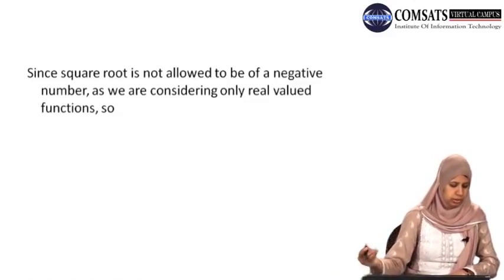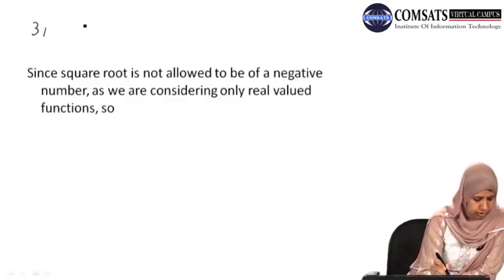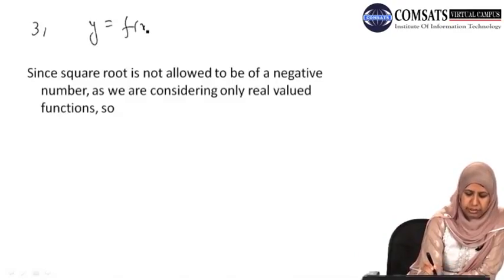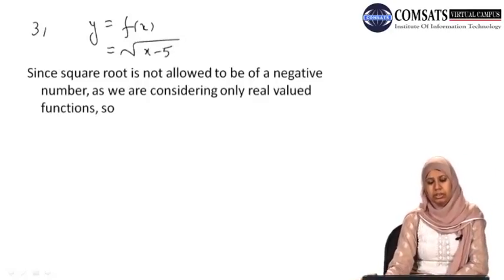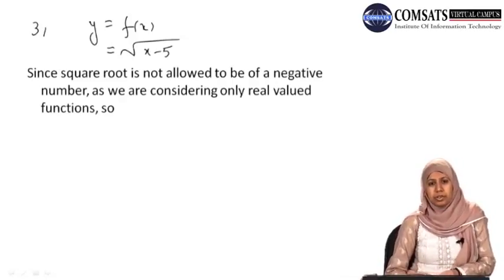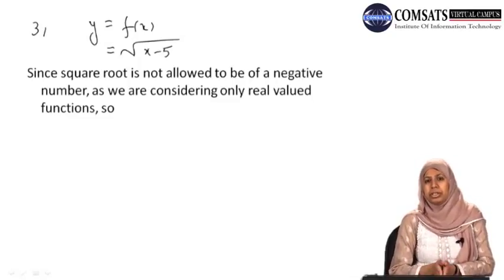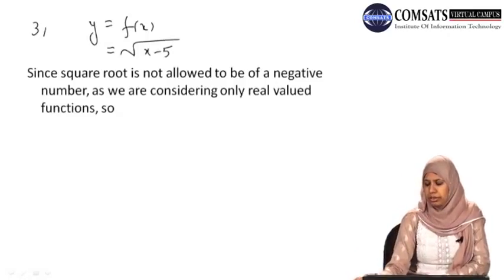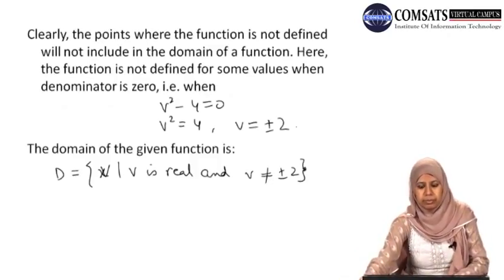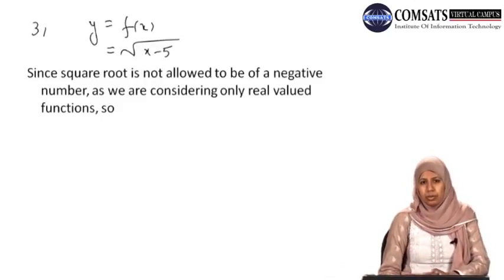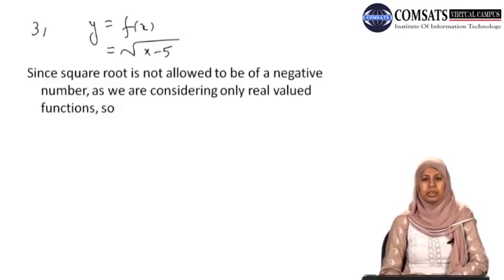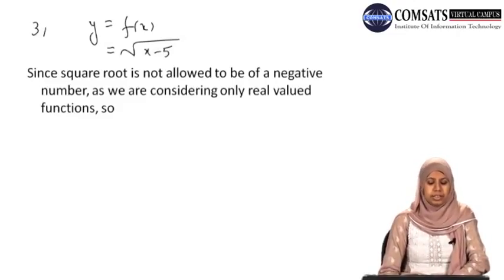Okay, our third example is y = f(x) = √(x - 5). Now here we have a rule which consists of an under root, or square root, and we are only talking about real valued functions. That is, the set of input, or domain, will be the set of reals or a subset of reals. A subset of reals we have seen in our second example, and the value of y, or the output, will also be a set of reals or a subset of reals. So in this case, the square root is not allowed to be of a negative number.